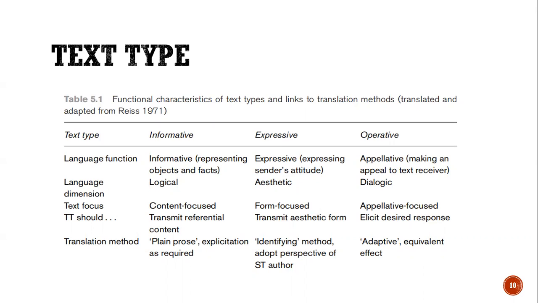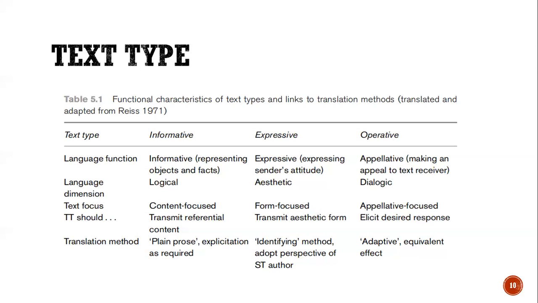So I will make you emotional. I will make you, what should I say, submissive. It depends on different kinds of sermons. Sermon to sermon, it will differ. Okay. Now, translation method. What will be the translation method when you are translating an informative text, or when you are translating an expressive or operative text? So the translation method will be plain prose, with explicitation as required. That means there will be explanation, there will be citation from the main text. It's very simple prose.